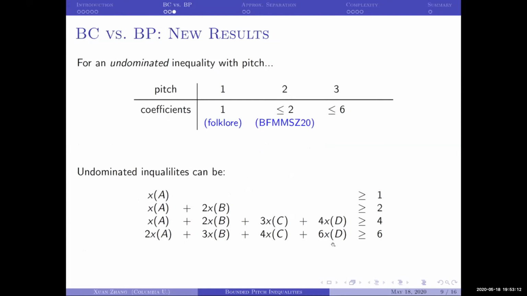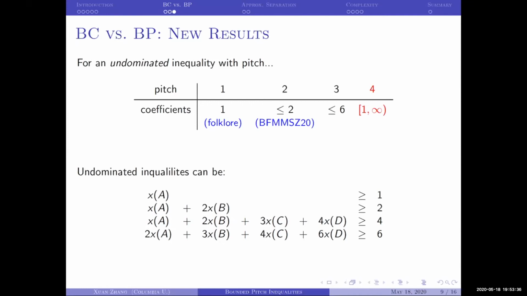So it seems to us that there is a pattern of what's happening. And we hypothesized that when we go to pitch 4, then the coefficients might be some number like 12 or 24. But to our surprise, what happens is actually once you get above pitch 4, the coefficients are no longer bounded. So this is a kind of interesting, cute result here.